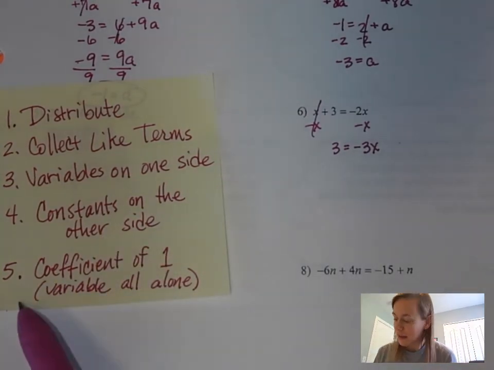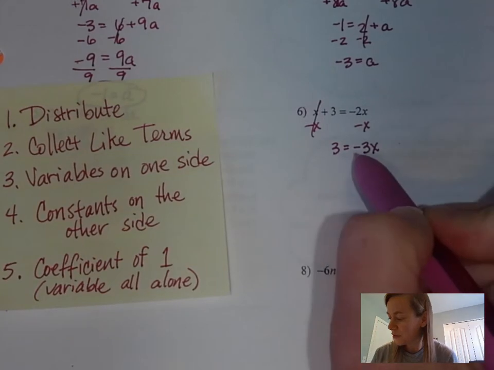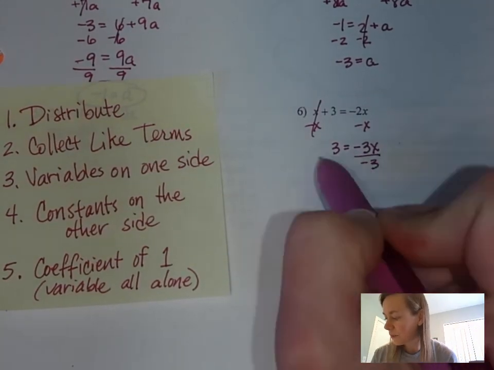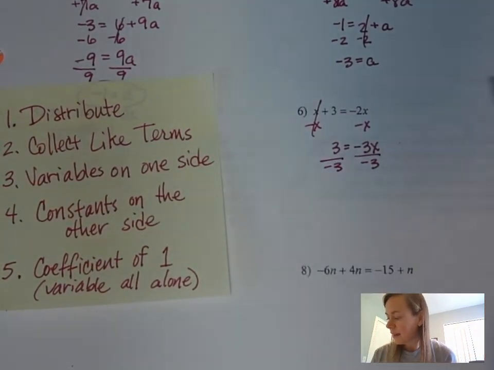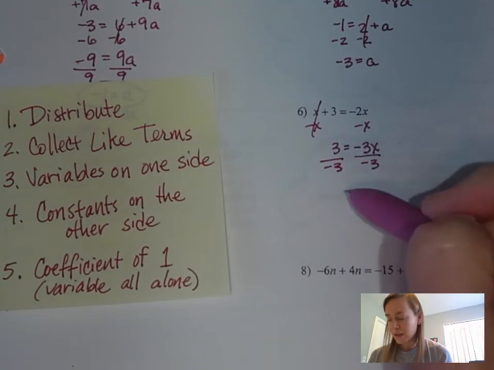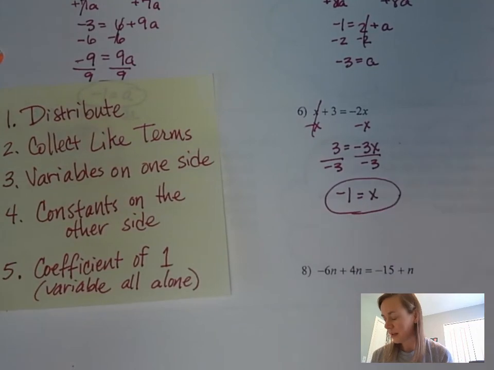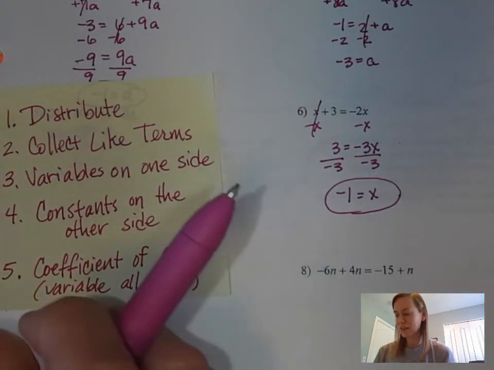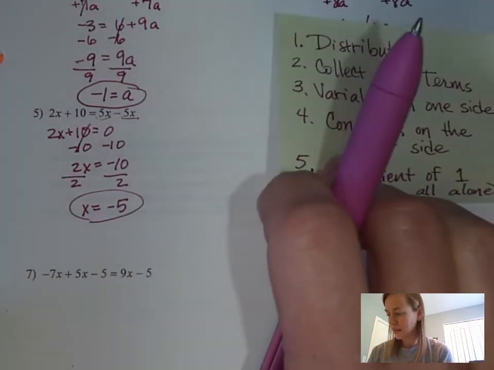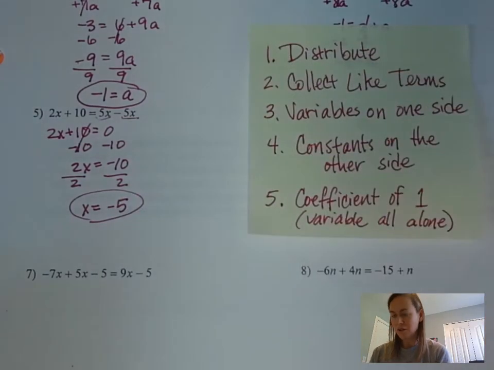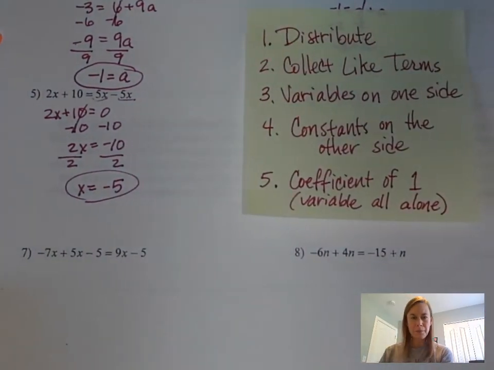So let's go to number 5. You want the variable all by itself. So we're going to divide by negative 3. And that means 3 divided by negative 3, negative 1, is equal to x. So x equals negative 1. Okay, we only have 2 left in this video. And then you can check out another video for the next page.